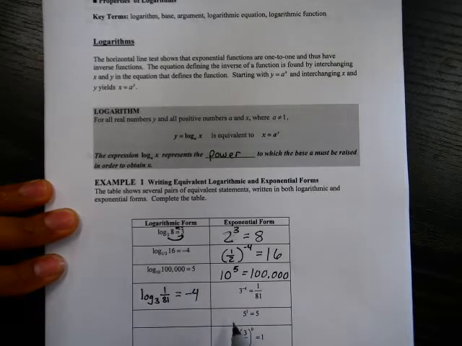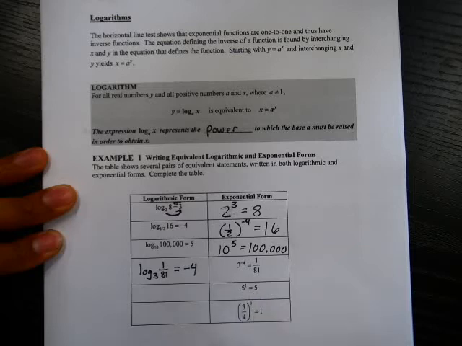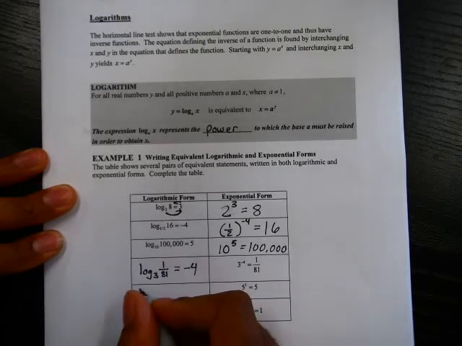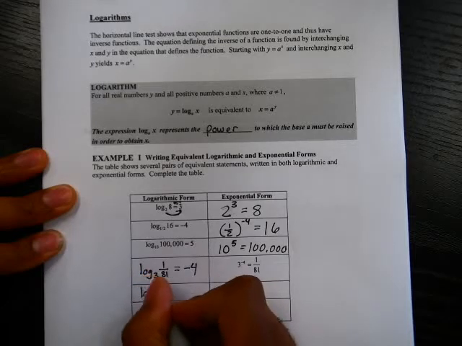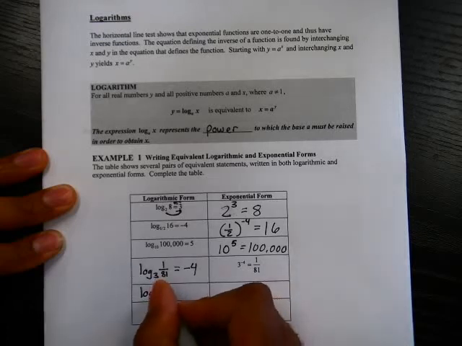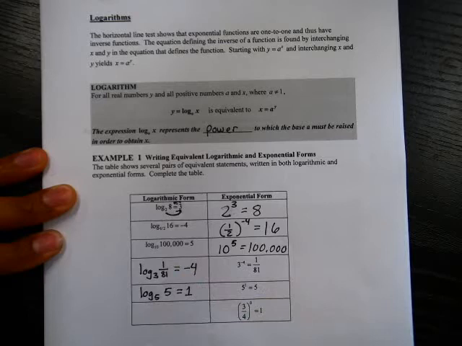Let's try that again. Let's look at the next one. We have 5 to the first power is equal to 5. Well, if we have 5 to the first power is equal to 5, then the base of our exponential form here is 5. So the base of our logarithm would also be 5. So this would be log base 5 of 5 is equal to 1.